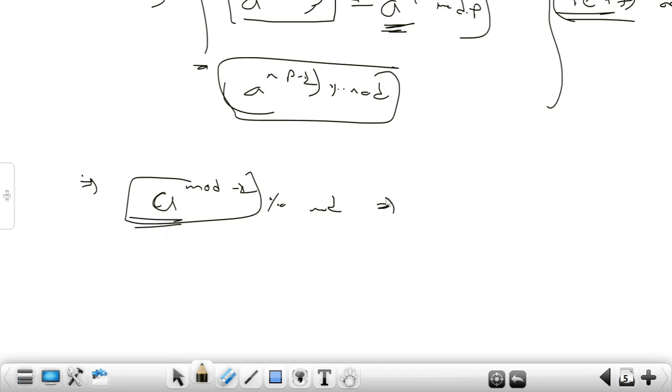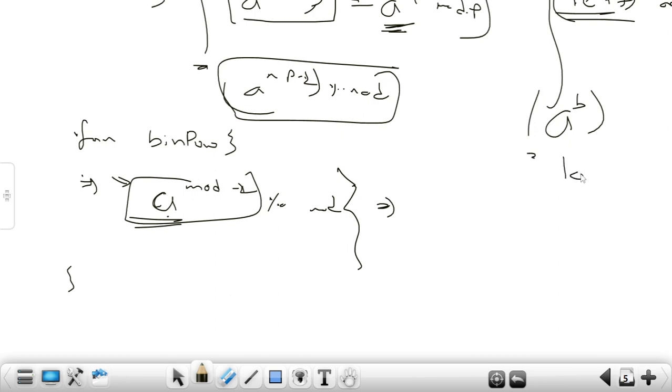So I can summarize. I can calculate this using a function. Let's call it bin power, a binary exponentiation method. Binary exponentiation says that you can calculate a raised to the power b.